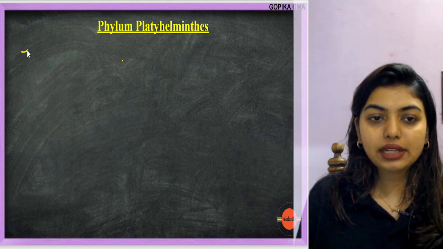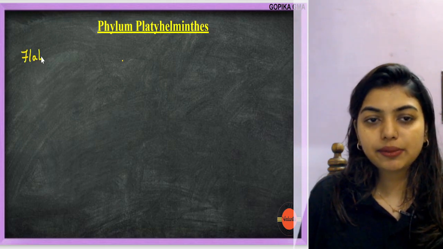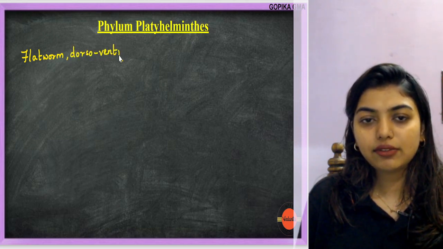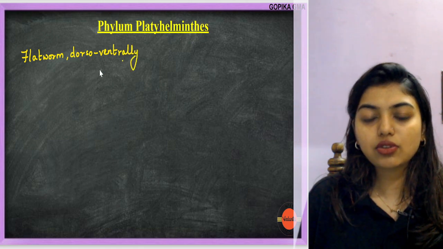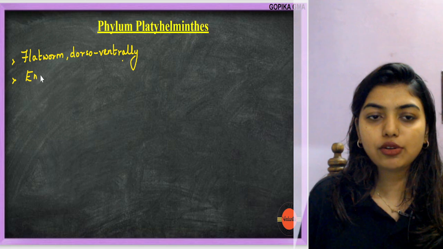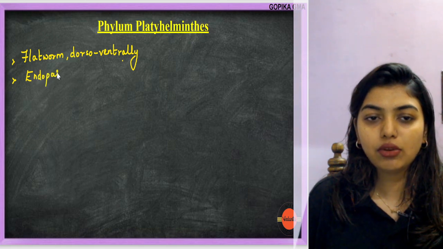worms. So I'm writing it here, flat worms, that is, they are not just flattened from somewhere, they are dorsoventrally flattened. The next most important thing about these animals, they are endoparasites. Most of them are endoparasites.